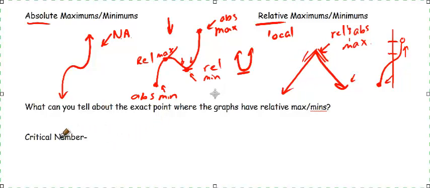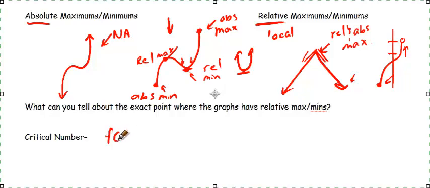So a critical number is where one of these relative maxes or minimums is going to occur. And a critical number is defined as where the derivative, first off, has to be a point. So the definition is a little complicated, but the gist of it is it's a point where it's defined.